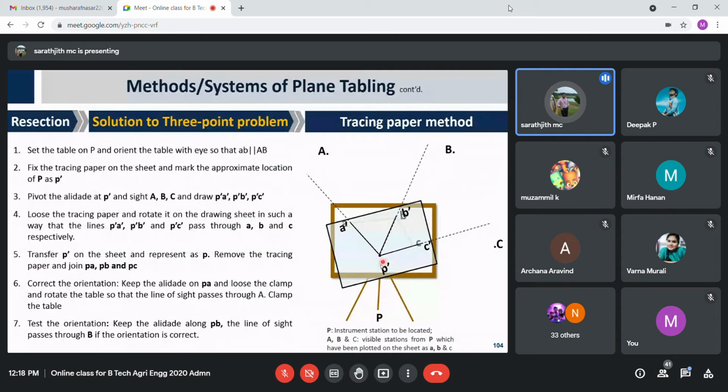So this P dash point, which was the arbitrary point you chose over the tracing paper, you can treat as point P, the small p, and mark on the drawing sheet. P dash is written over the tracing paper, right? So you are going to transfer this point onto the drawing sheet and label it as small p.